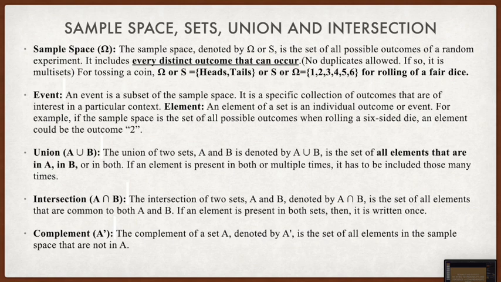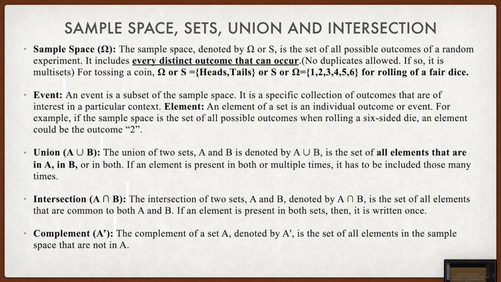An event is a subset of the sample space. It is a specific collection of outcomes that are of interest in a particular context. So what is the event whose likelihood we want, like heads coming up, or an even number or an odd number showing up on a fair die? In that case we say 2, 4, 6 or 1, 3, 5. That is the event; it is a subset of the sample space.